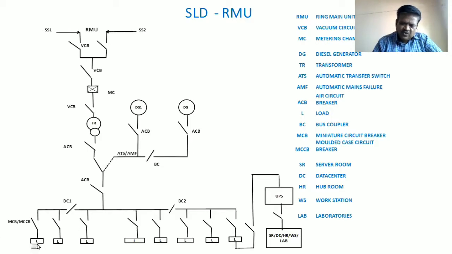For example, this goes to the workstation, and this goes to the cafeteria, and this goes to some other section, and this goes to the UPS section. So this goes to the chiller, like this. It's clearly mentioned on this, which breaker is supplying to which section. So this is how the entire power is being distributed.